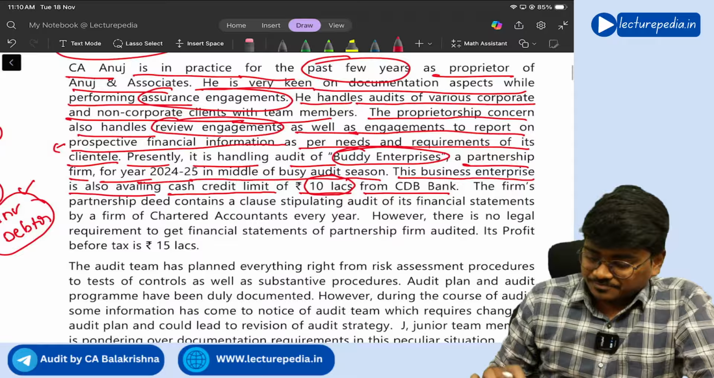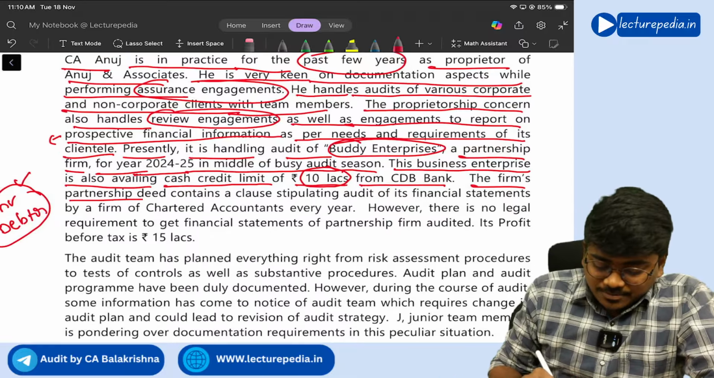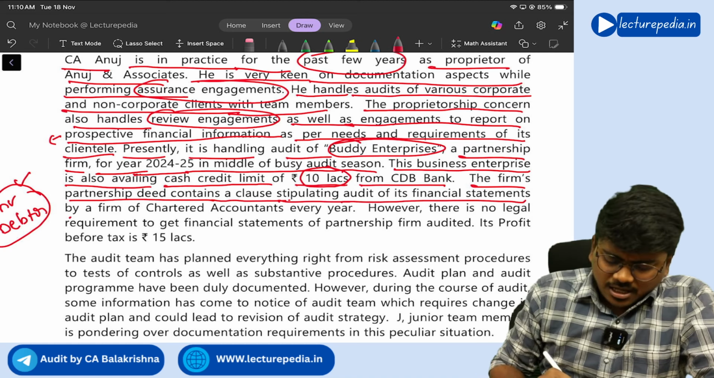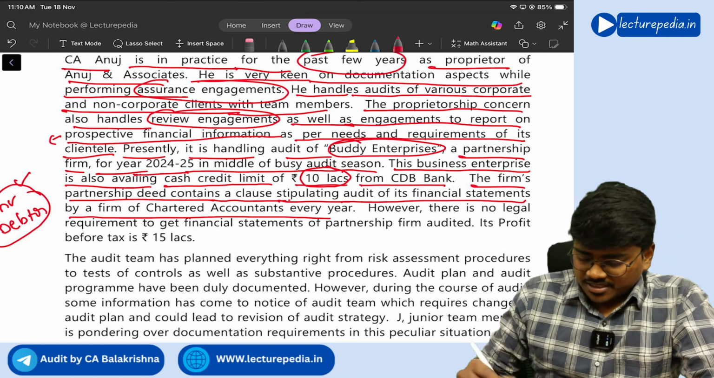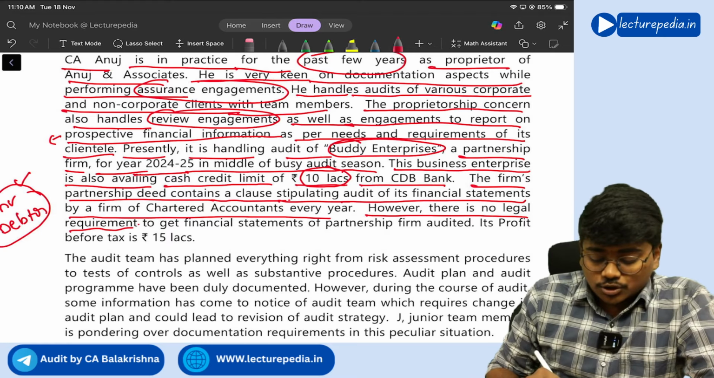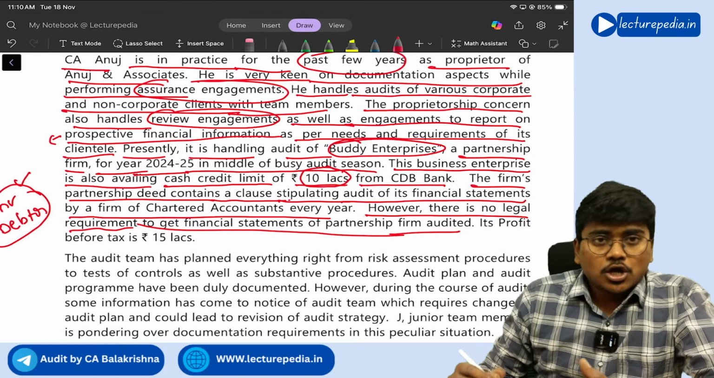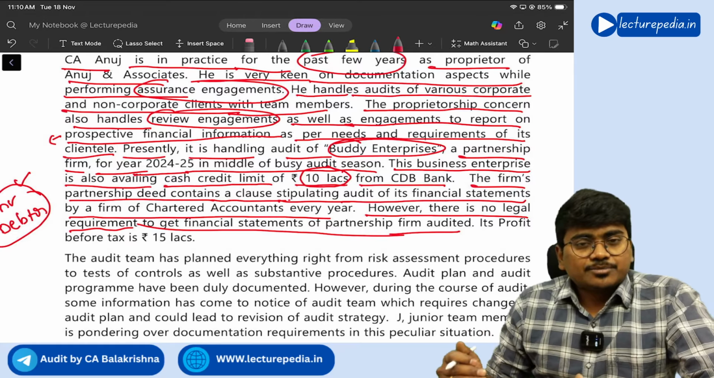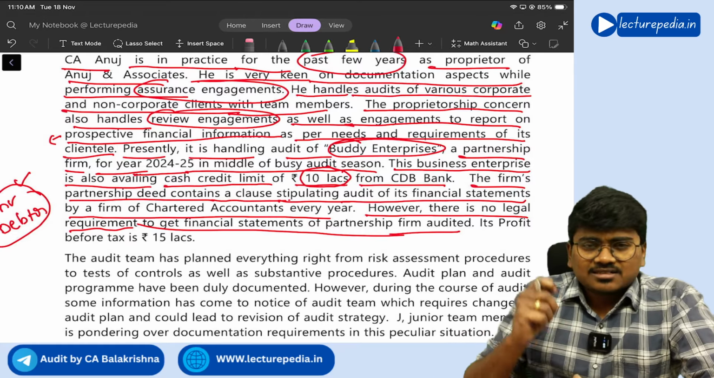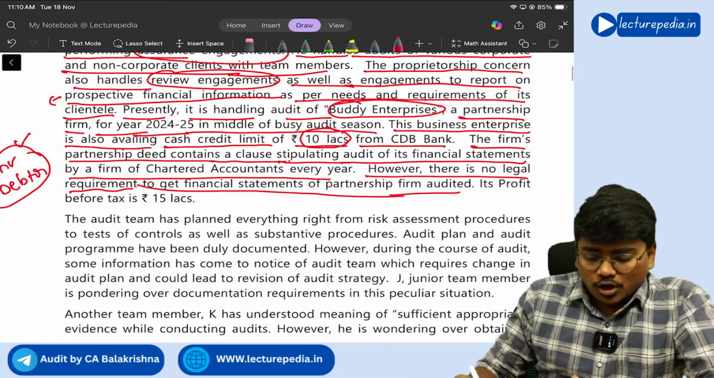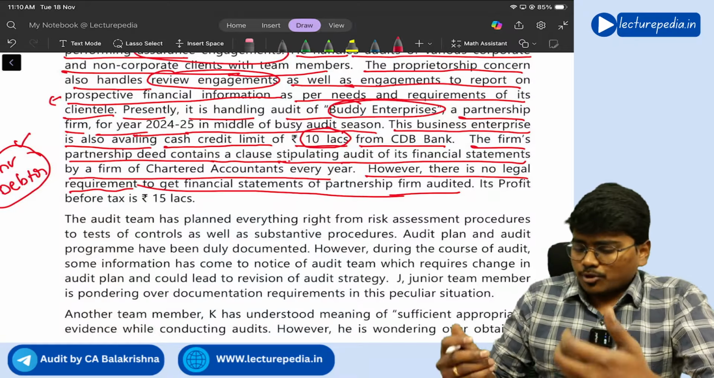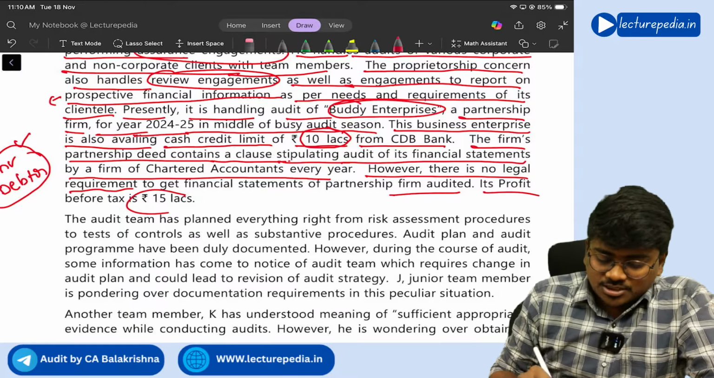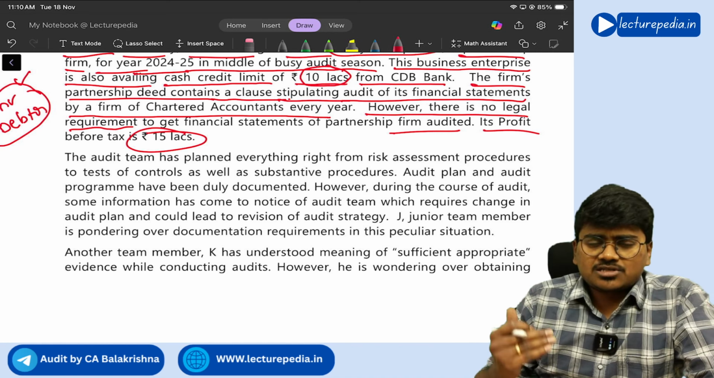Remember? Yes. Now, the firm's partnership deed contains a clause stipulating audit of its financial statements by a firm of chartered accountants every year. However, there is no legal requirement to get the financial statements of a partnership firm audited. So, even though for the partnership firm audit is not required, the firm's partnership agreement contains a clause that the firm should get its books of accounts audited. Yes, it can be, there is no problem with this. Its profit before tax is 15 lakhs.